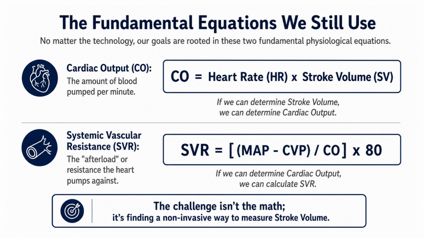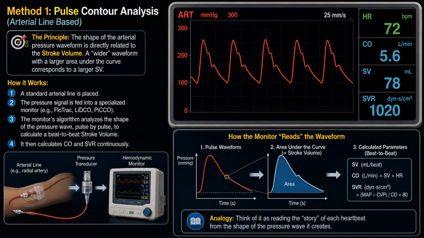Second, the equation for systemic vascular resistance, or SVR. It looks complicated, but it's just the relationship between pressure, flow, and resistance. If we have the MAP, a CVP, and now the cardiac output, we can calculate the SVR. The entire challenge of modern monitoring, therefore, boils down to one thing: finding a new and better way to measure stroke volume.